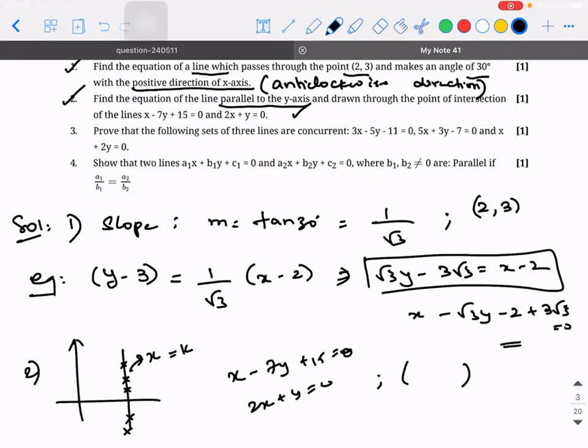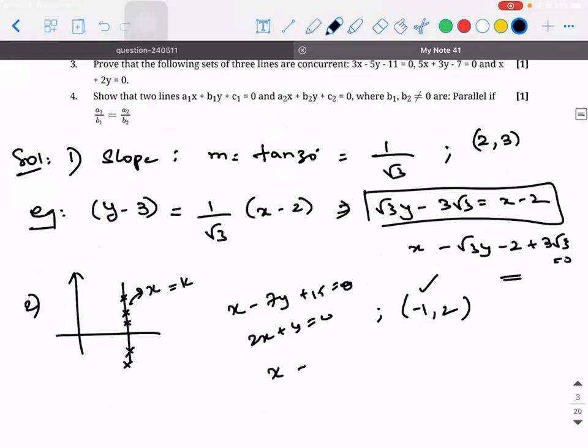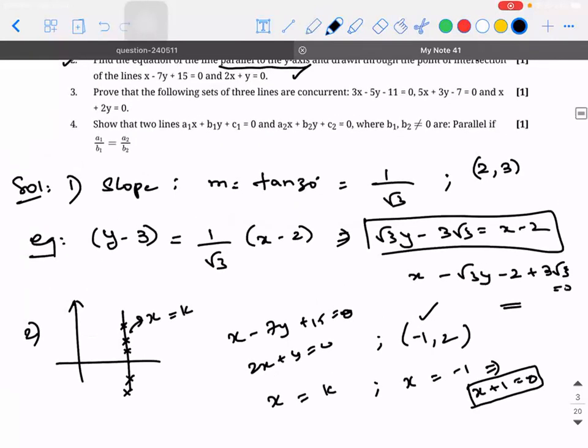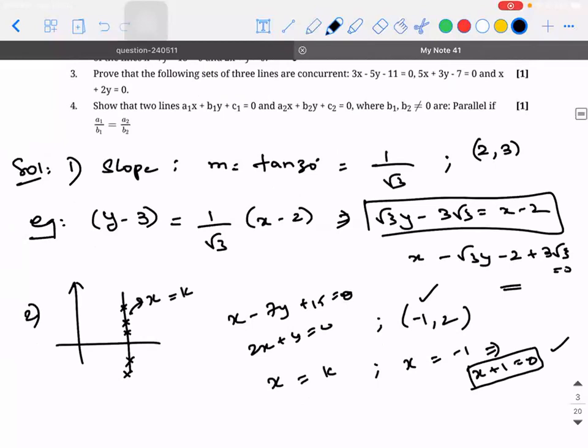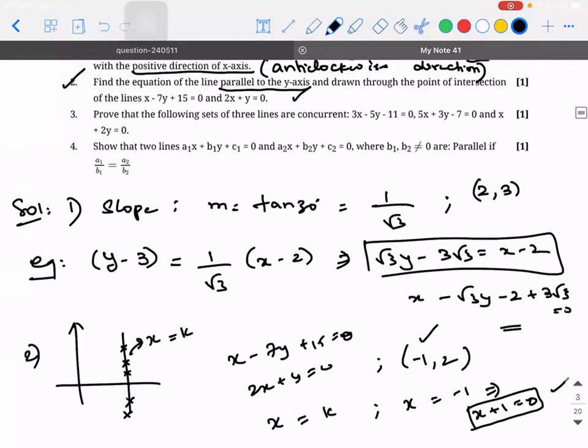So y is equal to 2, x is equal to minus 1. Y equal to 2 and x is equal to minus 1. That's right. Minus 1 comma 2 is the point. So since you got this minus 1, x is equal to k is the answer. So x is equal to minus 1, which implies x plus 1 is equal to 0. So that is the equation of the line which is parallel to the y-axis. So remember, any line parallel to the y-axis is x is equal to a constant.